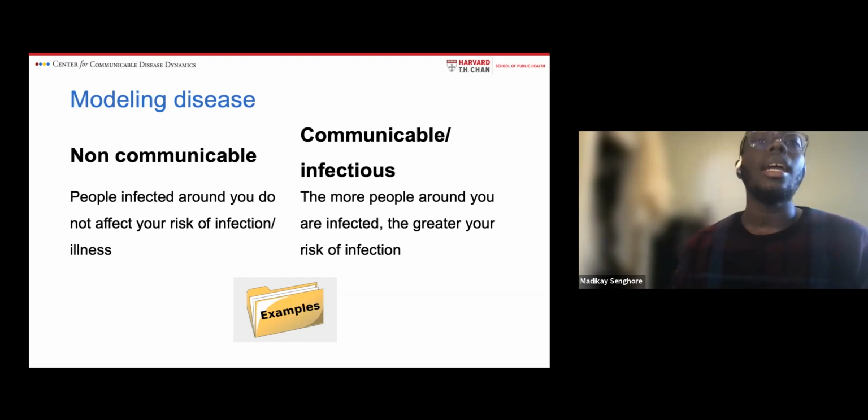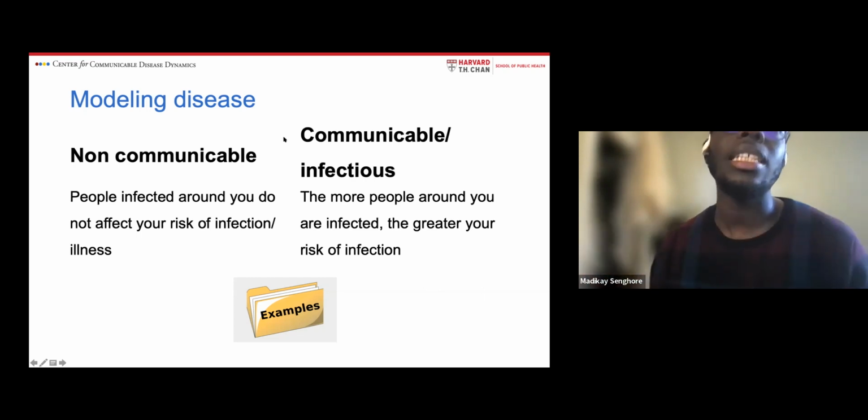Excellent. And can we get some examples of communicable diseases, perhaps? Flu, fantastic. TB, yeah. One more perhaps? Hepatitis, fantastic. Ebola, fantastic. Yes, these are all examples of very prominent infectious diseases.